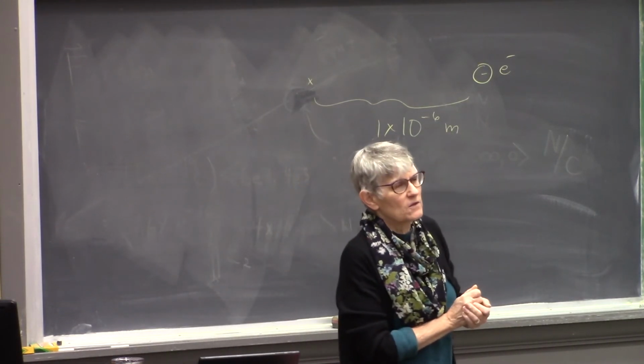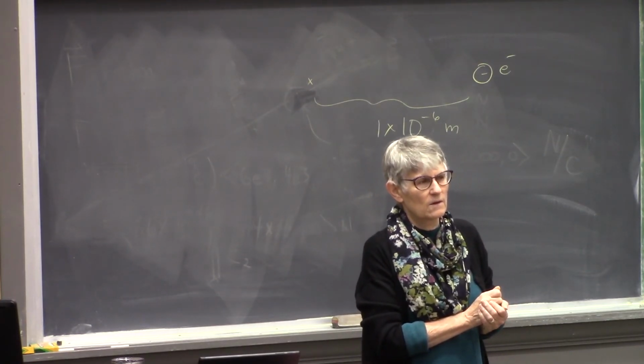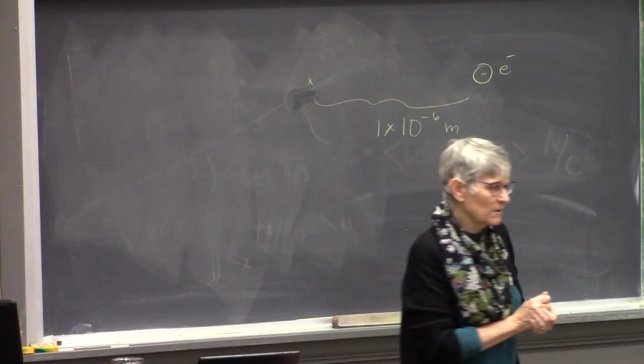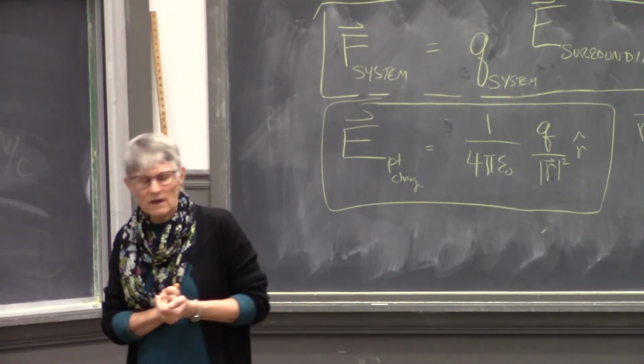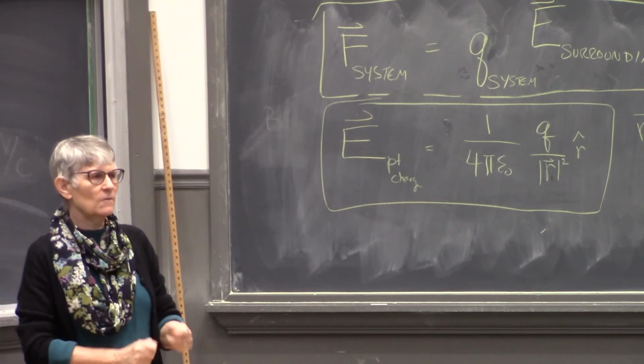So what's the first thing we need to do? We need the charge. The charge of an electron is negative 1.6 times 10 to the minus 19 coulombs. So we know that. What else do we need?